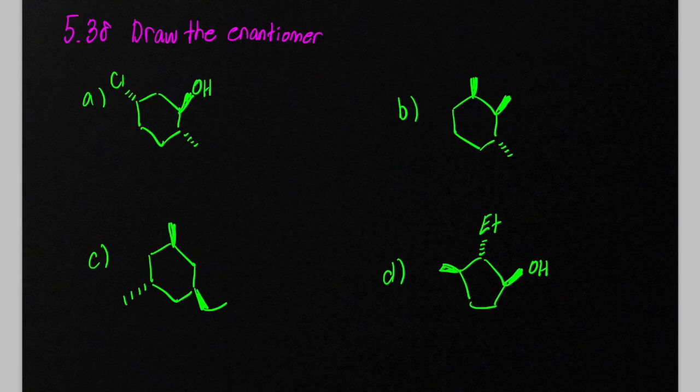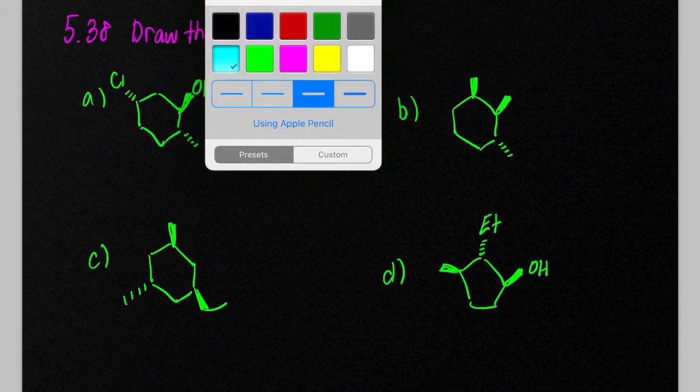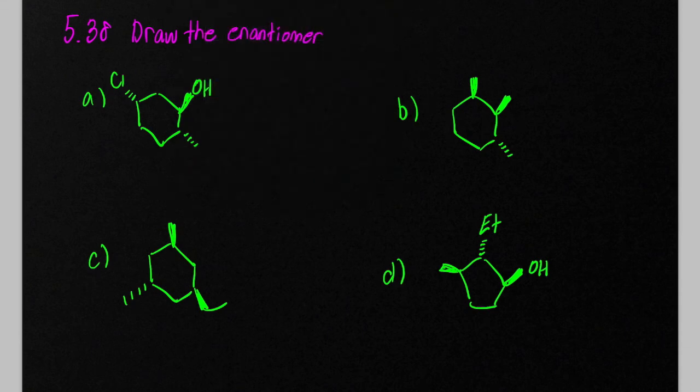Problem 38 in Klein's second edition organic chemistry textbook wants us to draw the enantiomers, and this is a very basic skill that we need to get familiar with. If you have a molecule with wedges and dashes, change all the dashes to wedges and all the wedges to dashes, and that way you don't have to worry about figuring out how to draw a mirror image. Now, if you're given a chair cyclohexane, or maybe a Fischer projection, or a Newman projection, you might have to do the mirror image. But here we just have wedges and dashes.